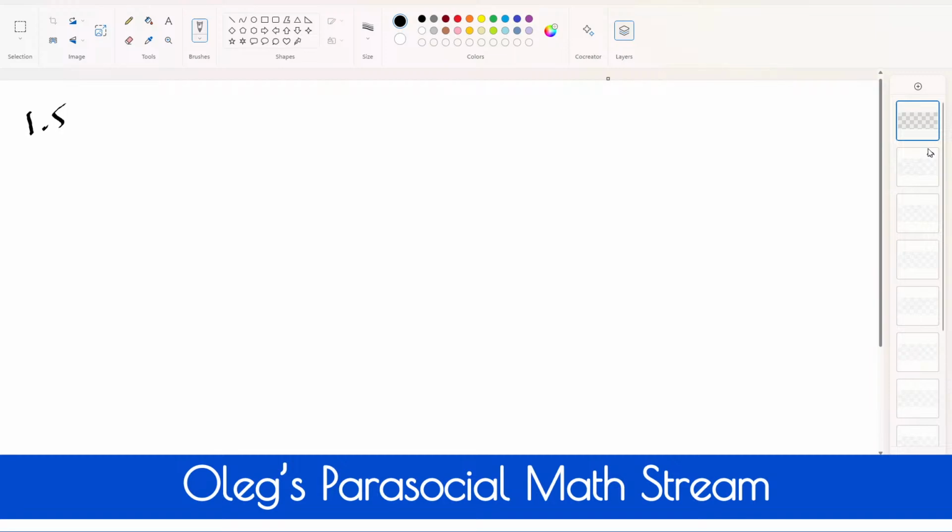All right, let's factor this one. 2x squared plus 9x plus 9. All right, so we have A, B, C. Let's assign them real quick. A is 2, B is 9, C is 9.